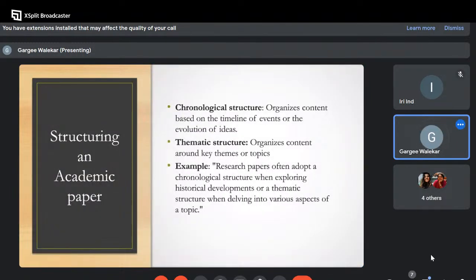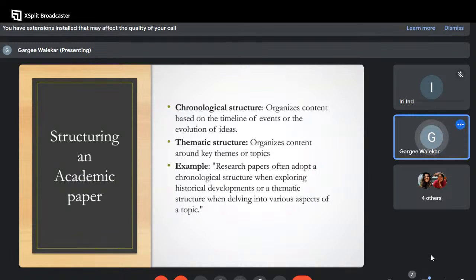Next is structuring an academic paper, and the structure of any research paper. Basically, there are two types of structures. One is chronological and the other is thematic. Chronology goes whenever you're writing about a historical paper or historical developments, and the thematic structure would be when you write about a lot of aspects of the same topic or the same concept. All right.